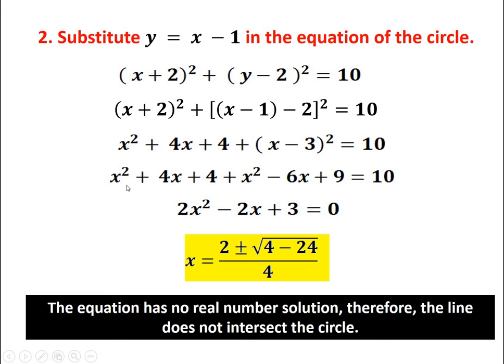And combining like terms, we have 2x squared from x squared and x squared. 4x minus 6x is negative 2x. Positive 4 plus 9 minus 10 is positive 3. Then equate it with 0. Then in this kind, x is equal to, by the formula given, which is solving for x in quadratic formula. So we end up with 2 plus minus the square root of 4 minus 24 all over 4. Thus, the equation has no real number solution. Therefore, the line does not intersect the circle.